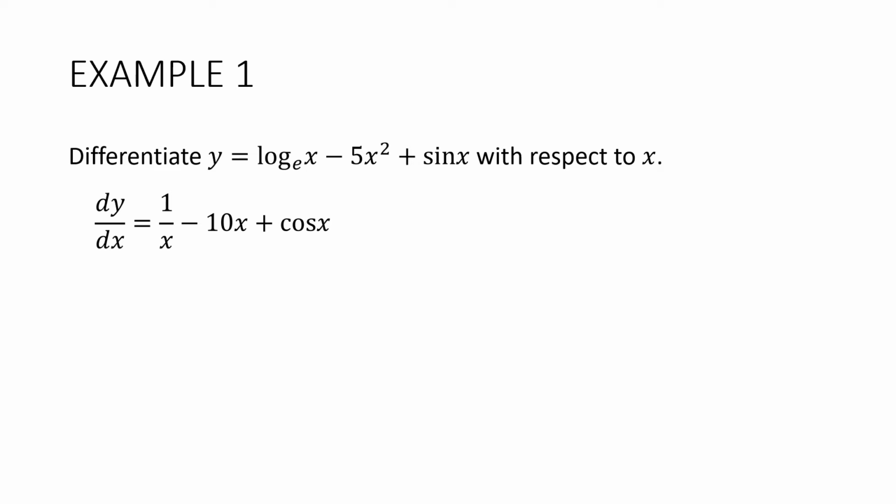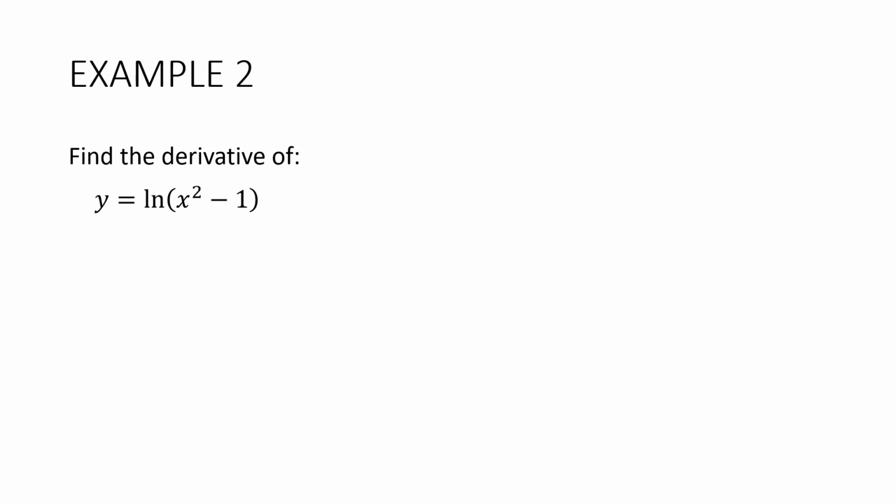Cos. There's our answer: 1 on x, take away 10x plus cos x. Example 2. Find the derivative of y is equal to ln, and then in brackets x squared take away 1. Now remember, this is just a short way of writing log base e. So it's the same thing.